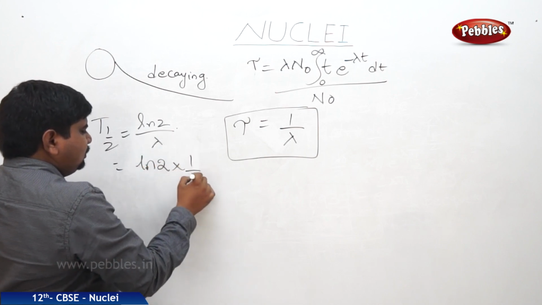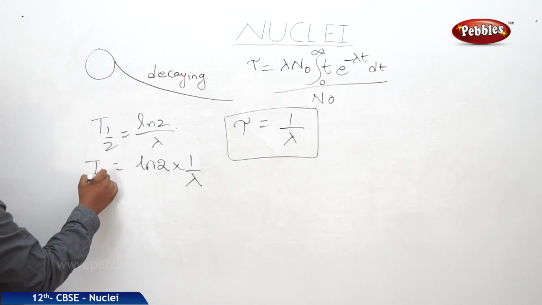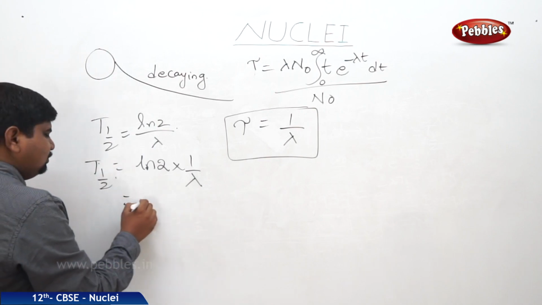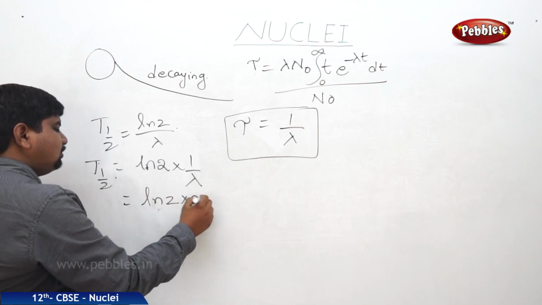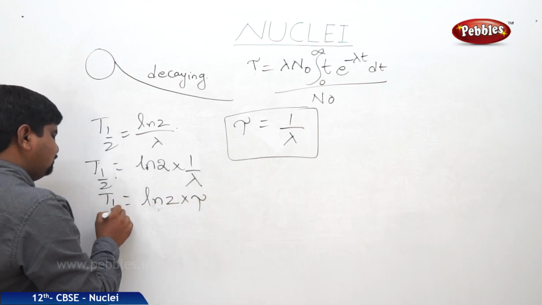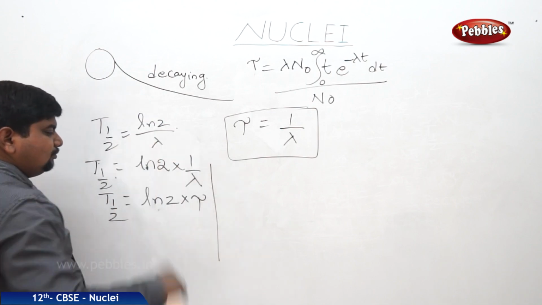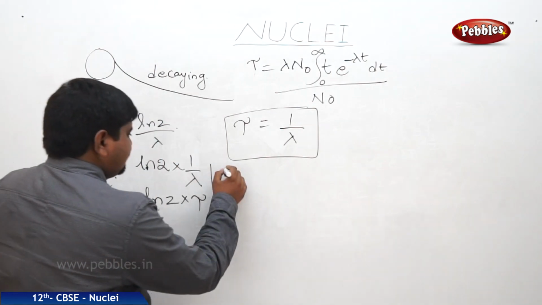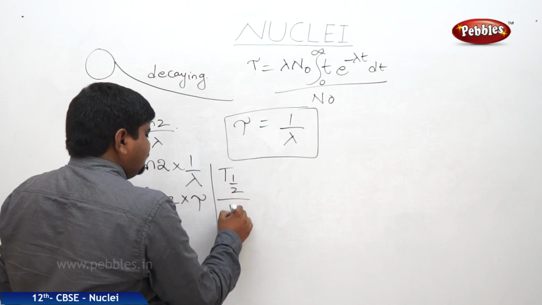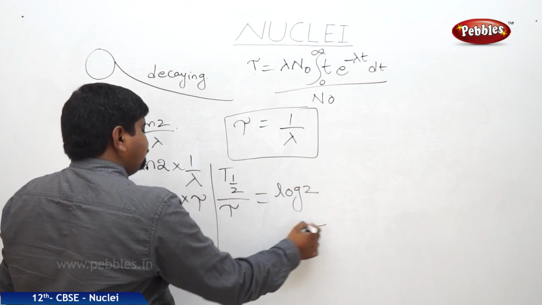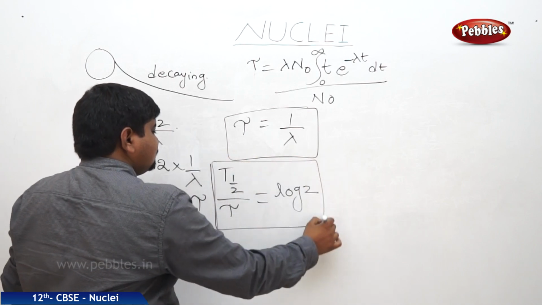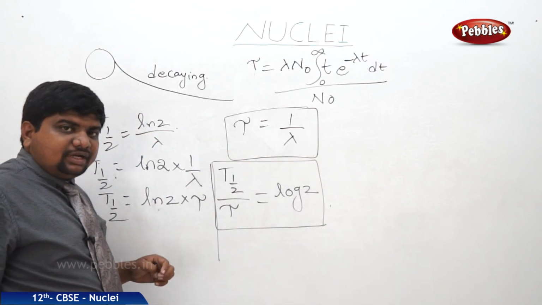Into 1 by lambda is equal to t half. So ln or log 2 into tau is equal to t half. So what we can cite, t half by tau is equal to log 2. This is the expression we can find out.